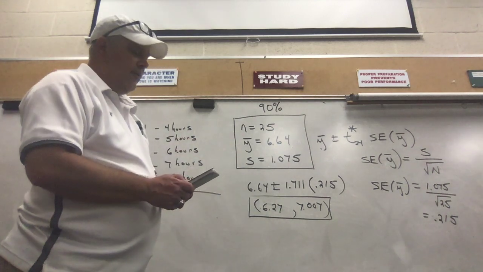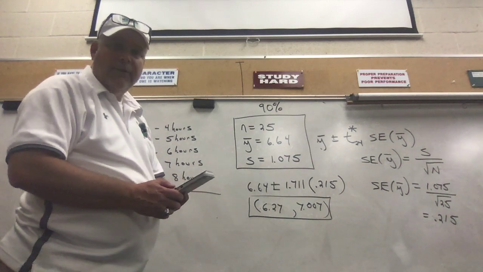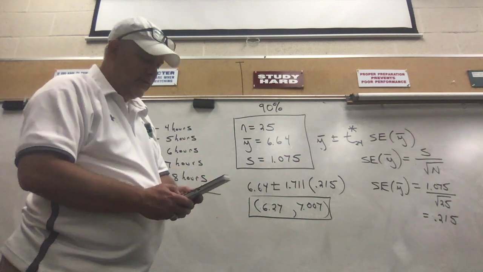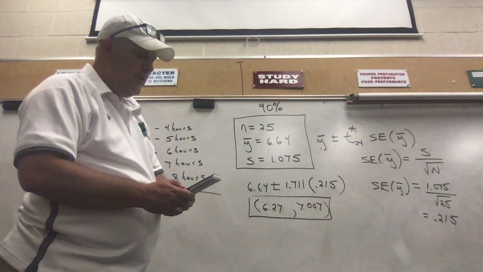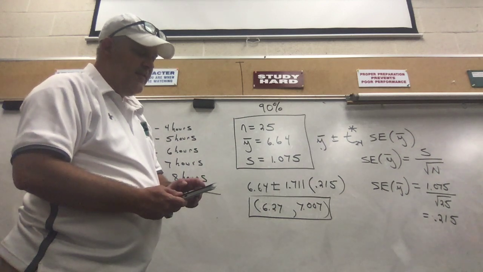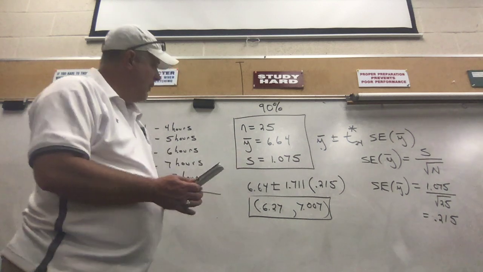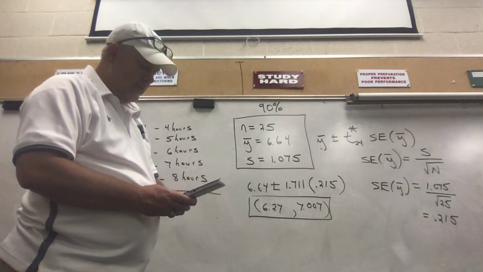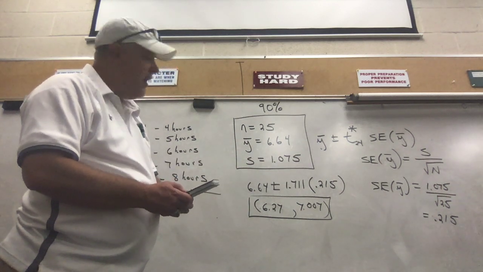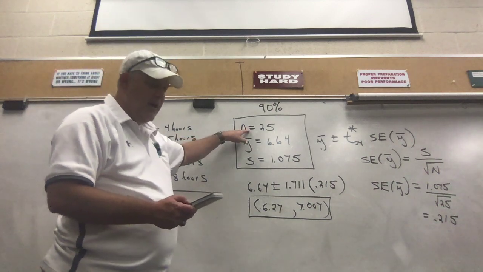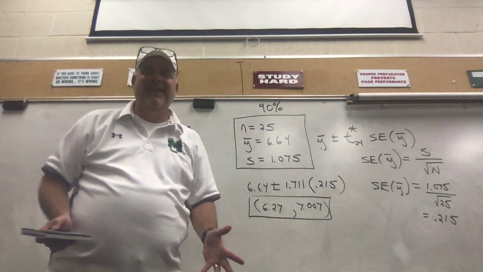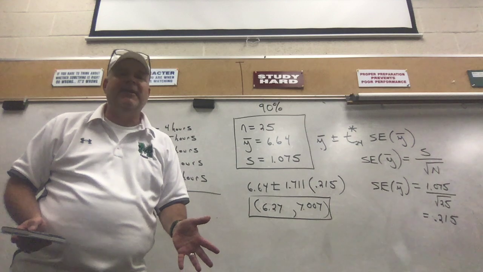So the first thing it asks for is, what was the average on your sample? 6.64. What was the standard deviation? See how they use S for your sample? 1.075. How many were in your sample? 25. I find it interesting here, they don't ask you for the degrees of freedom.